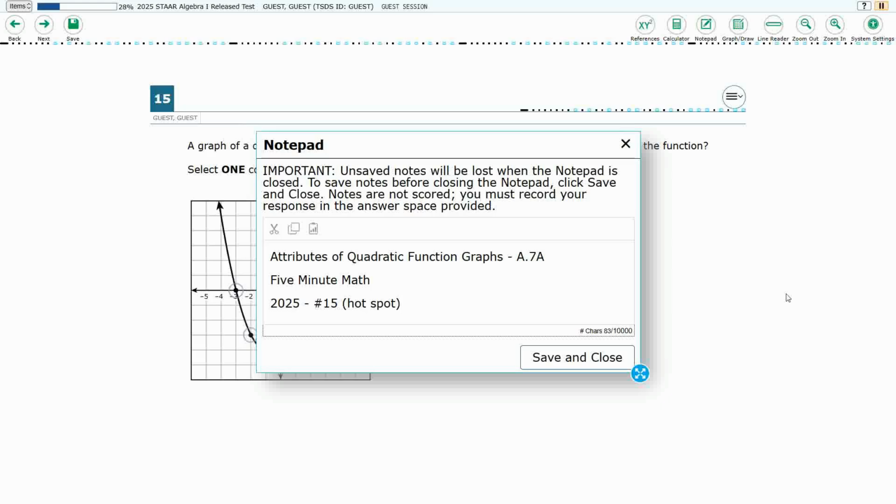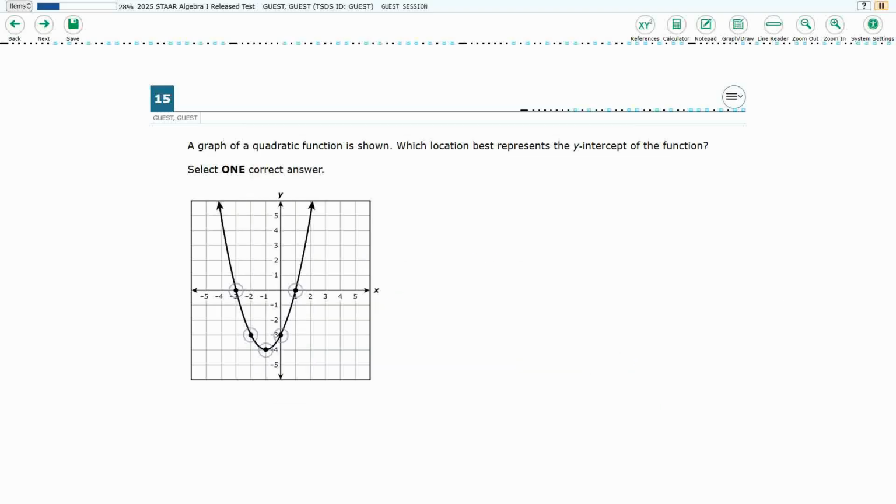Today we are looking at the Algebra 1 concept of attributes of quadratic function graphs. This is standard A.7A in the great state of Texas. We are using item number 15 of the 2025 released STAAR test. This is a new item type called hotspot.